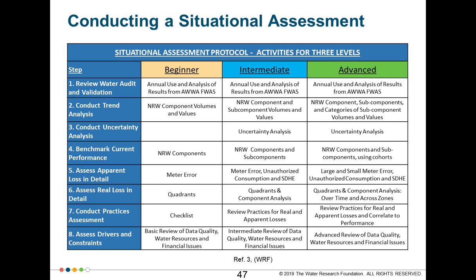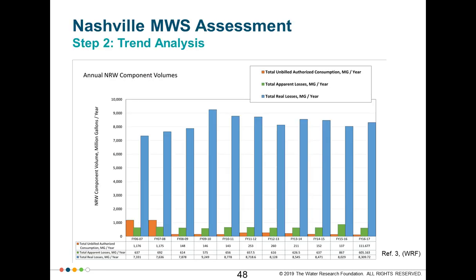Now, Gary went through the steps for the different levels of utilities for the 8-step situational assessment, and I'm going to use one of our participating utilities, Nashville, as a case example. I'm only going to cover 6 or so of the steps just to give you a flavor of some of the highlights and somewhat new elements of the protocol.